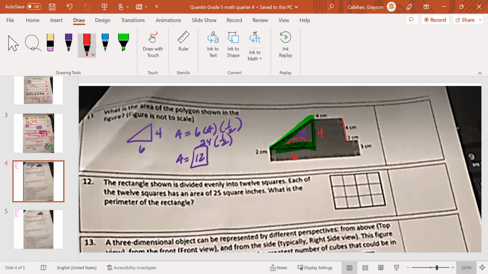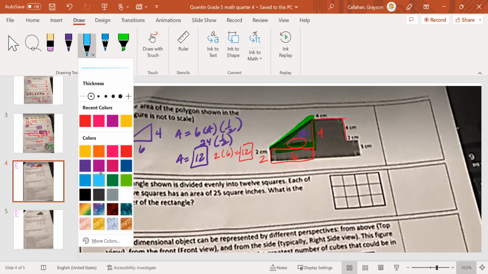Now let's take a look at this little rectangle right here. Do you see this rectangle right here? That rectangle is going to be 2 times 6. So 2 times 6 is? So 12. That's another area, okay?